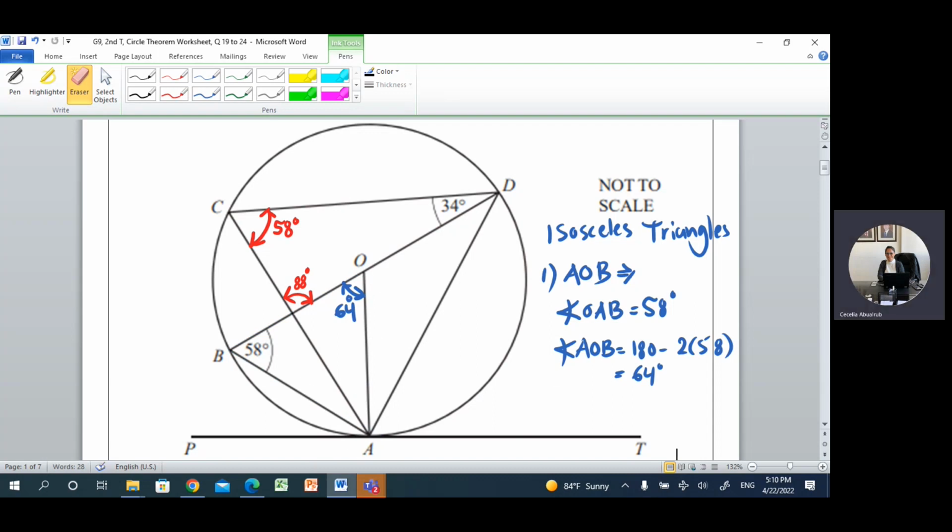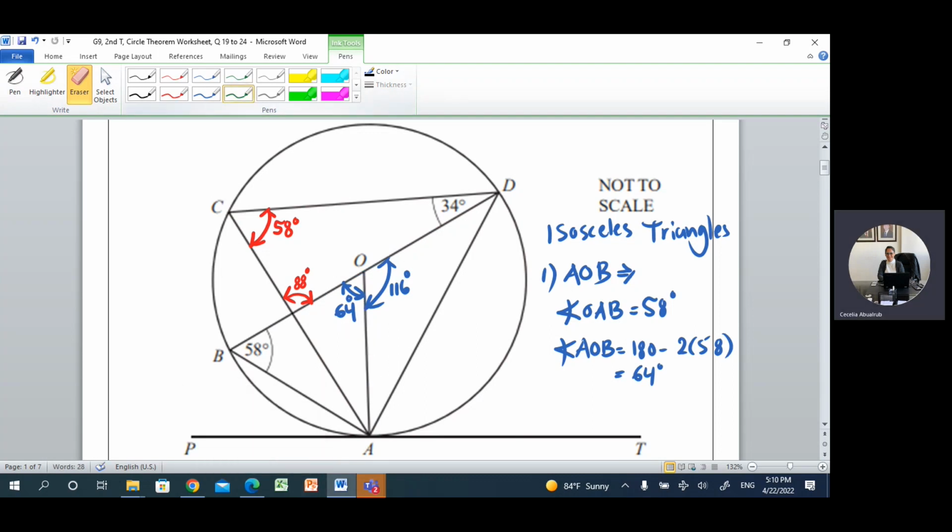All right, another angle that we can find immediately, this angle. We have a straight line, and this angle and this angle are angles on a straight line. So 180 minus 64 will be 116 degrees for this angle.